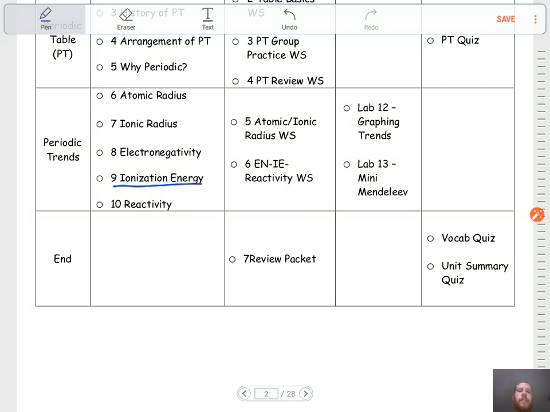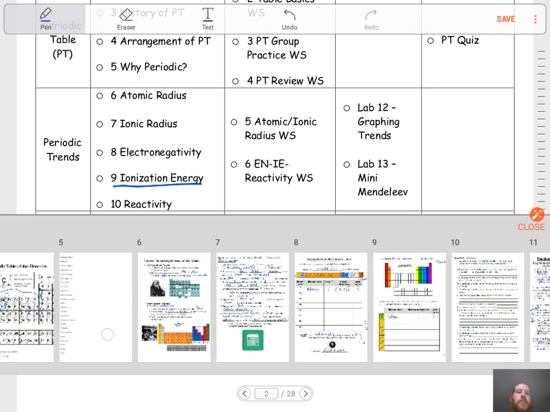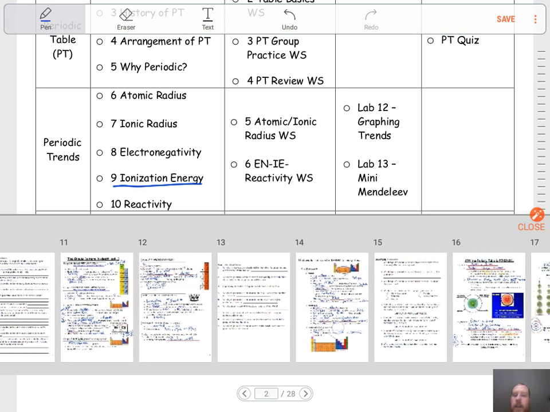Hey guys, this is video 9 in Unit 4 on ionization energy. So we're going to continue with our fourth trend here. We will be on page 21.